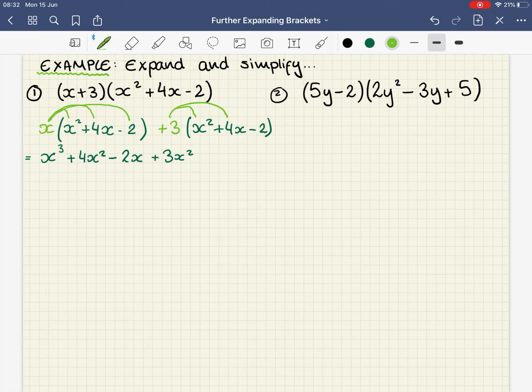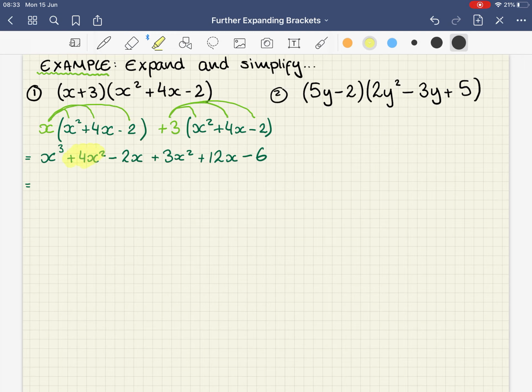3 times 4 is 12, so that'll be 12x. Then 3 times minus 2, that's going to be minus 6. And then collecting my like terms together. I do recommend, especially when it's one of these longer ones, having a highlighter or underlining your like terms in different colours.